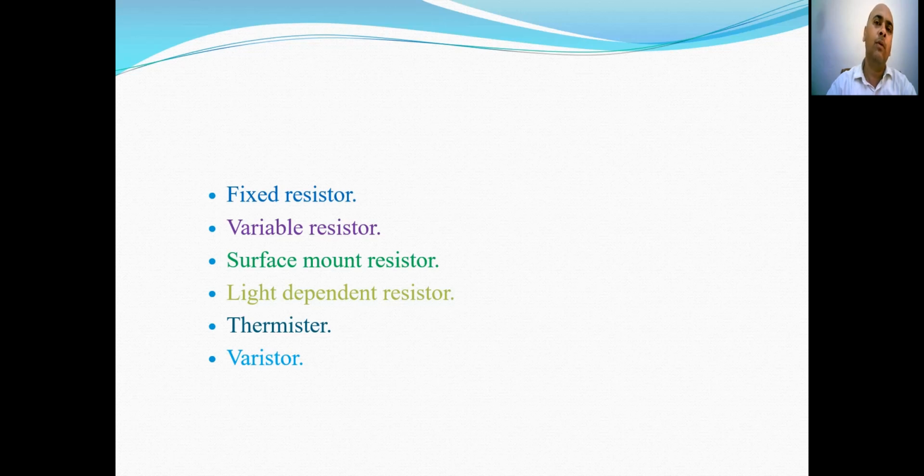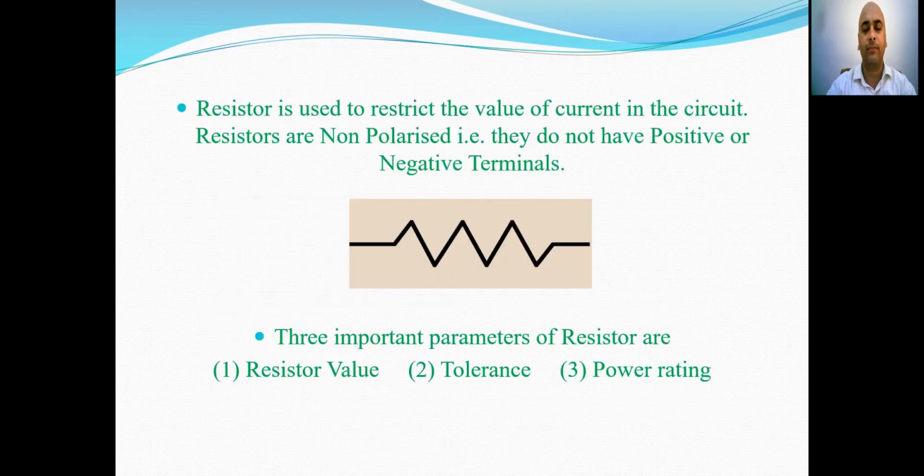So, some of the basic resistors which are used in PCB designing include fixed resistor, variable resistor, surface mount resistor, light dependent resistor, thermistor and varistors. So resistor is basically used to restrict the flow of current in a circuit. Resistors are non-polarized, that is, they do not have a positive or negative terminal. The symbol for resistor is as shown in the slide.